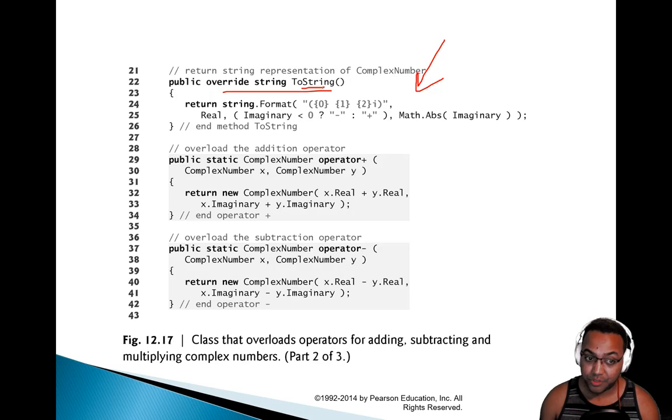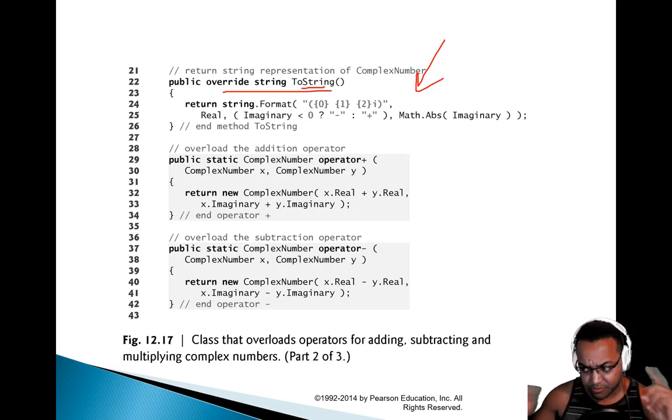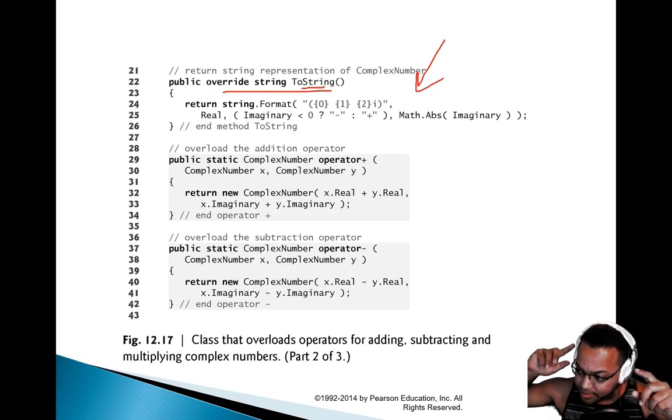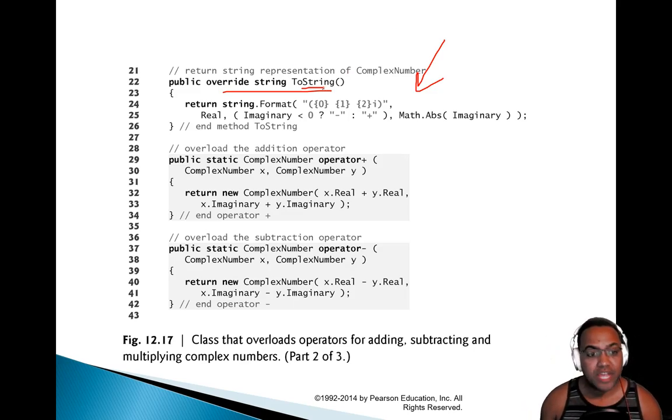The overriding of the toString comes from, where is the toString method coming from that we're overriding? Do you remember? It's in the object class. The object class is inherited by all classes. We're overriding the toString so we can write based on what we want. Then, we do some stuff. Public static complex number operator plus will do a plus of the real and a plus of the imaginary.